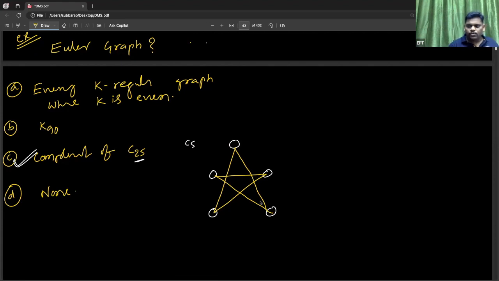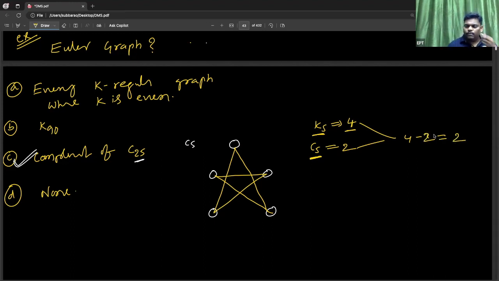So every person's degree, right? Actually, when you say C5, every person, right? When you say K5, every person has degree 4. When you say C5, every person has degree 2. So from the 4, remove 2. 4 minus 2, so everyone has degree 2.